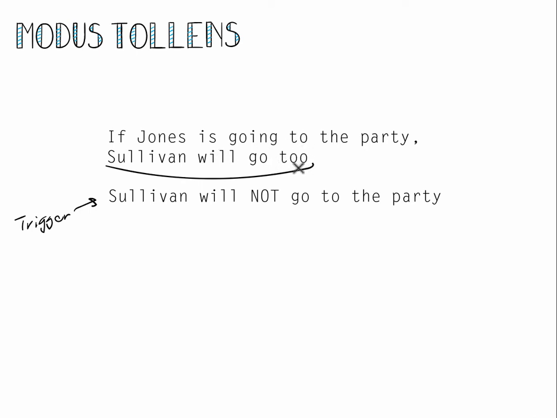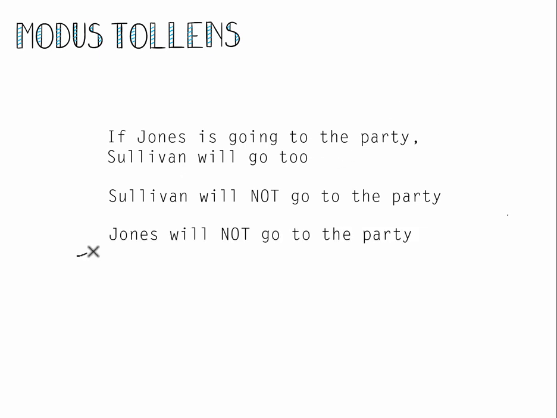So if the necessary condition doesn't occur, then it stands to reason that the sufficient condition can't occur either, right? Those two things are connected. So if the necessary condition doesn't occur, there's no way that the sufficient condition can occur. So what we can conclude here is that Jones isn't going to the party either. That sufficient condition must not happen, must not occur, must not be true. So we can infer then that Jones will not go to the party.